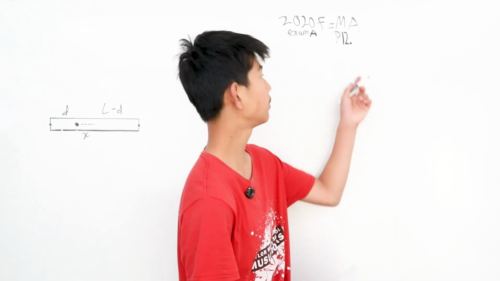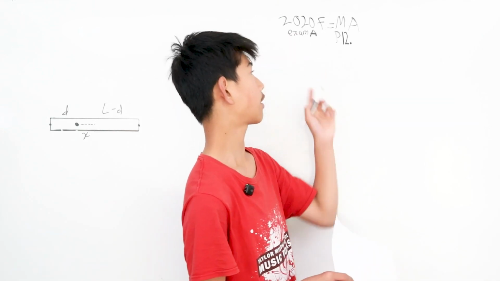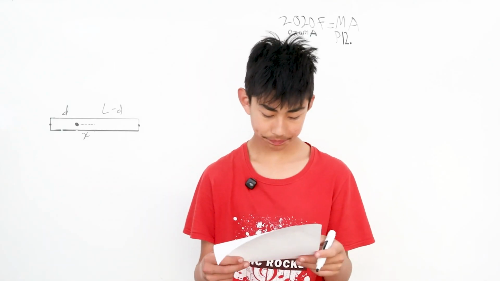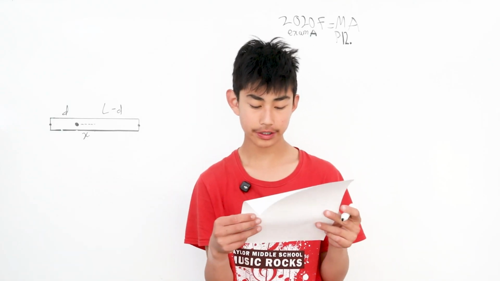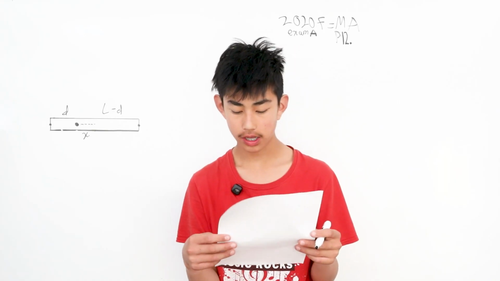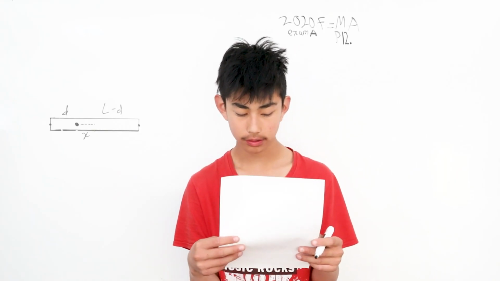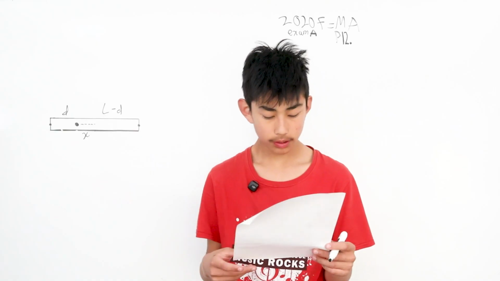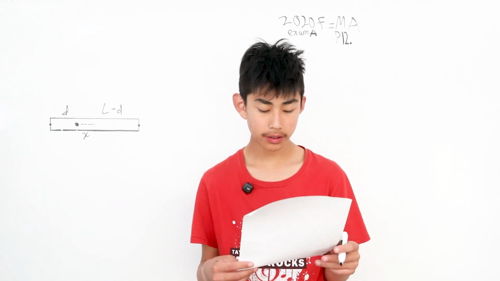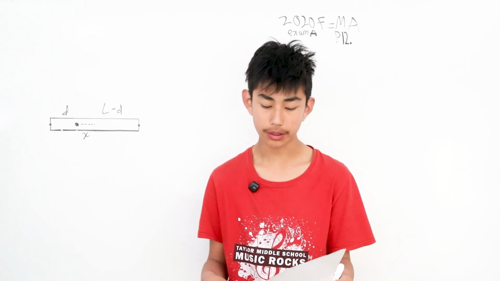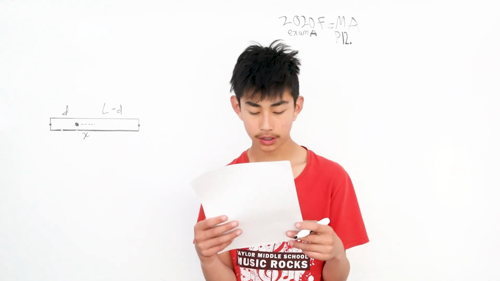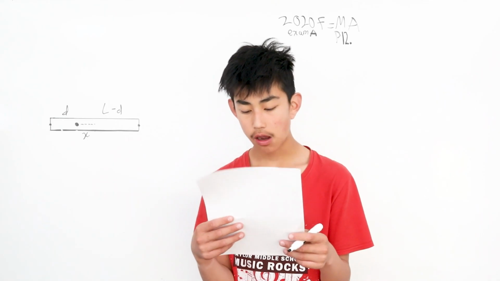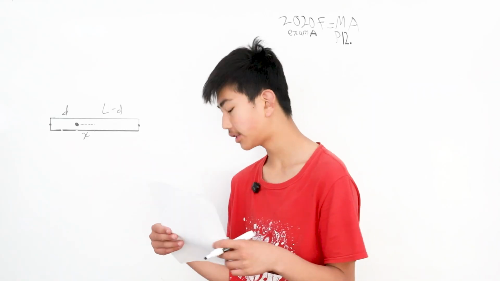We're solving problem 12 from the 2020 F equals MA exam A. A point mass M is glued inside a massless hollow rod of length L in an unknown location. When the rod's pivoted at one end, the period of small oscillations is T. When the rod is pivoted at the other end, the period of small oscillations is 2T. How far is the mass from its center?